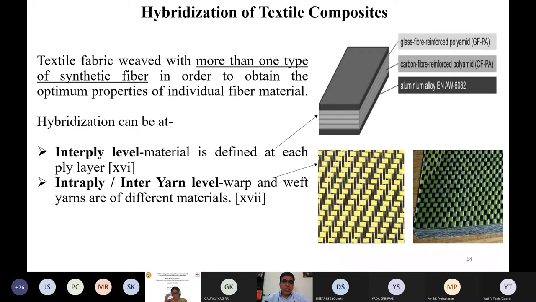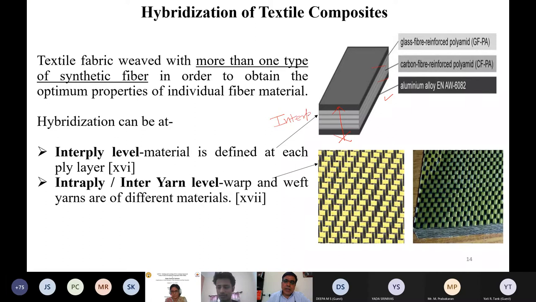Say, for example, if you use within the ply, say these are all different layers of composite material. Now one layer is made out of, say, aluminum, second is carbon, third is glass. So this is referred to as what kind of hybridization? Anyone? Anybody? What kind of hybridization? If anybody knows, then you can type in the chat box. Just think about it. So please try to understand.